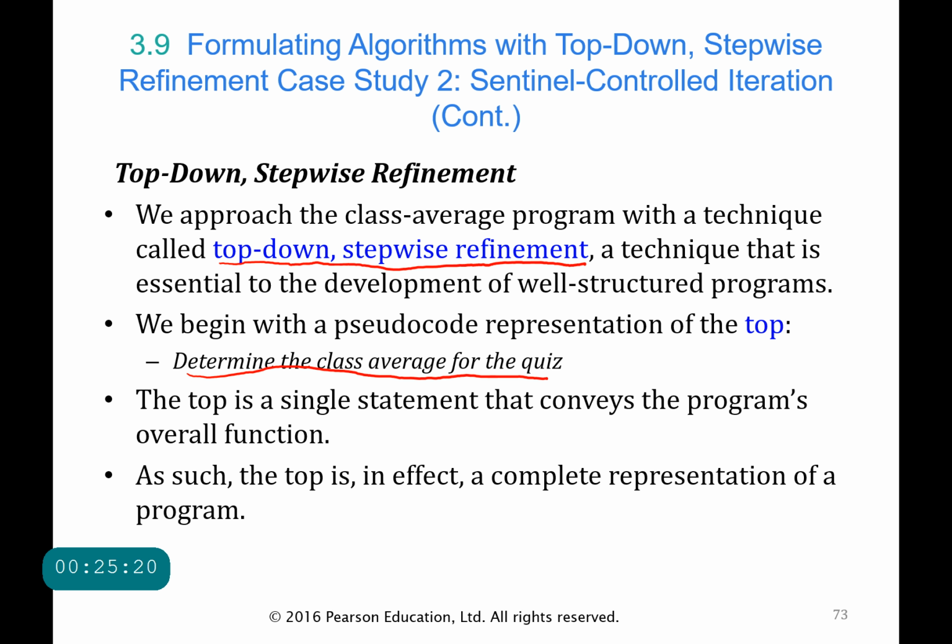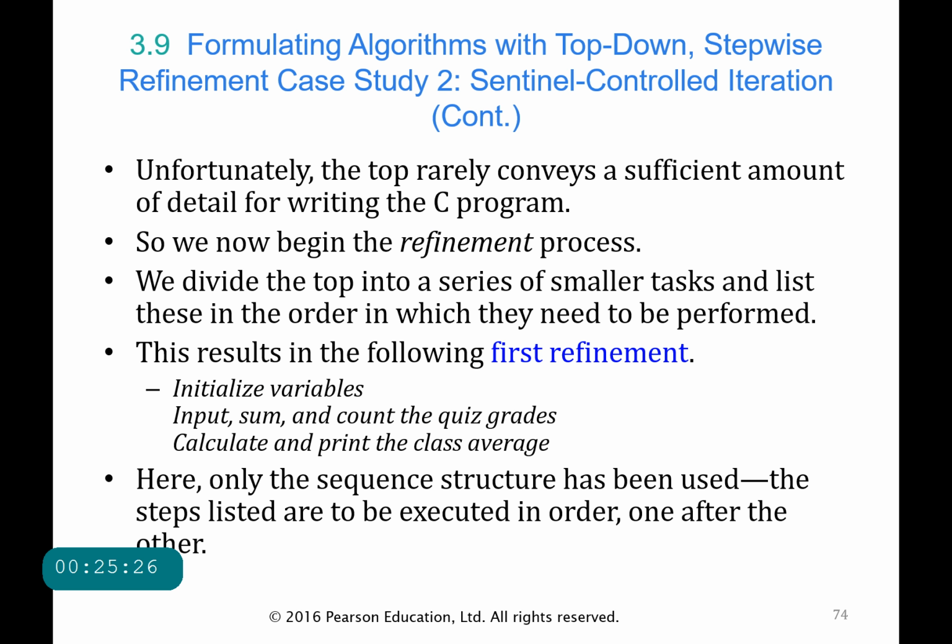So let's break it down further. How are we going to evaluate the class average? Well, we just saw that the first thing you need to do is initialize variables. So you need variables sum and count, and the quiz grades. So you need three variables.